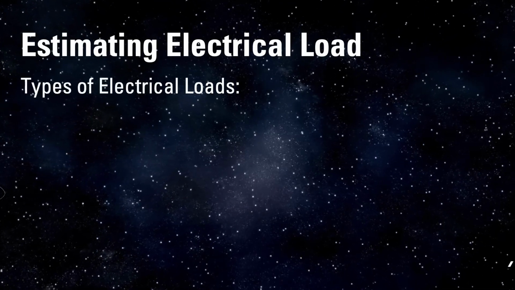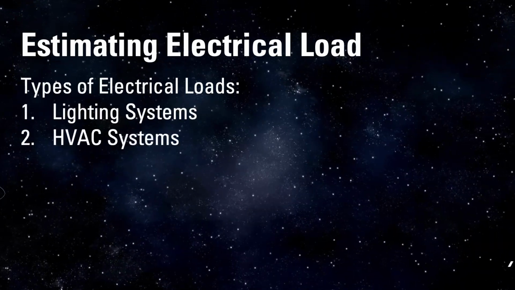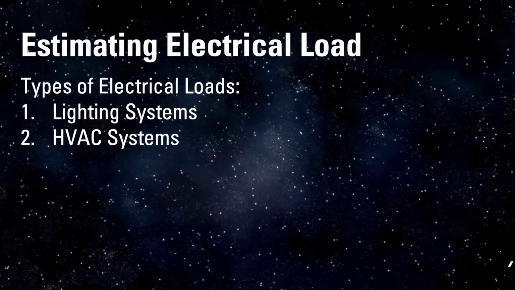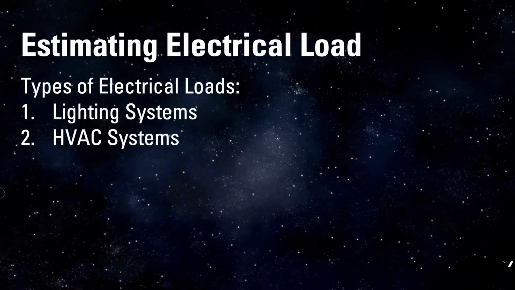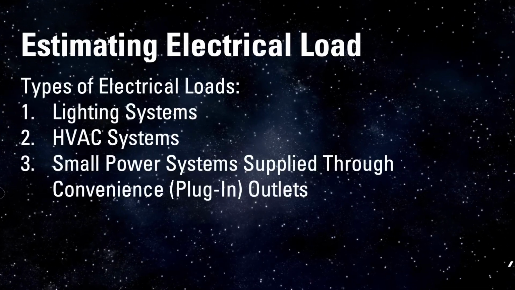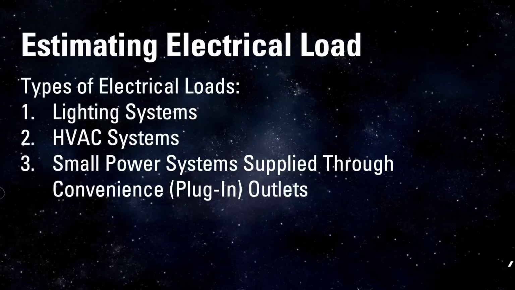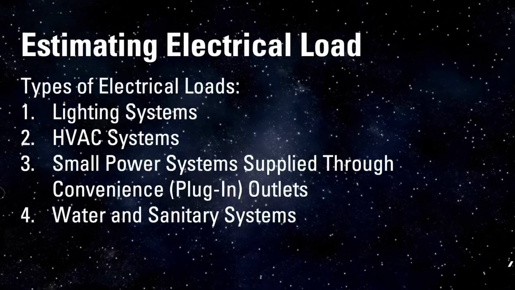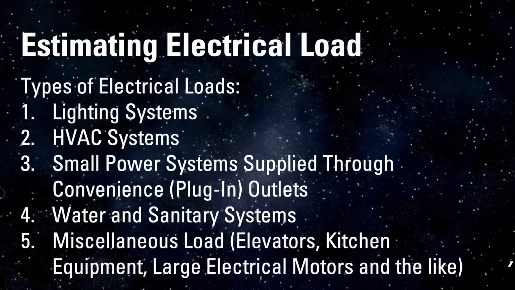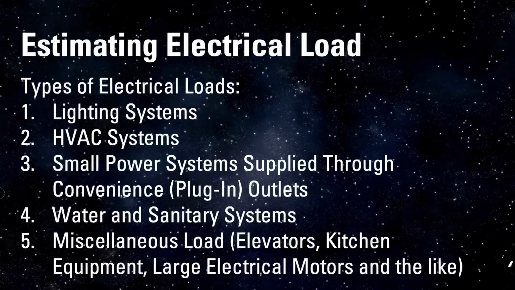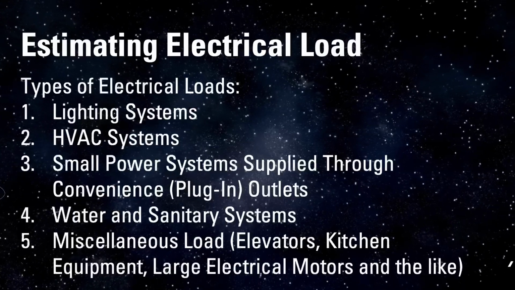These are the types of electrical loads. The first type is lighting systems. The second type is the HVAC systems, or the heating, ventilation, and air conditioning systems. The next type is small power systems supplied through convenience or plug-in outlets. The next type is water and sanitary systems. And the fifth type is miscellaneous load, which can include elevators, kitchen equipment, large electrical motors, and the like.